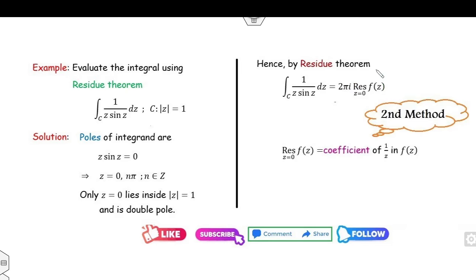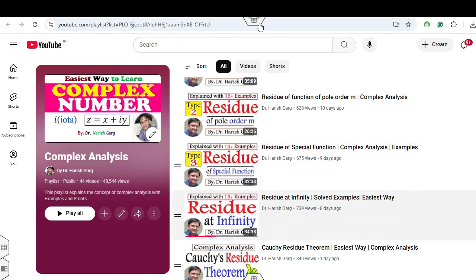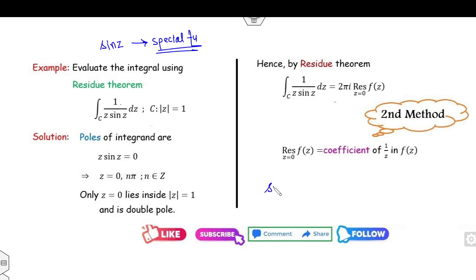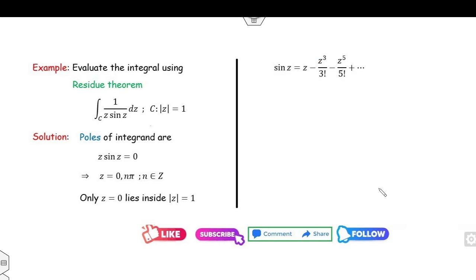If you apply the second method, that is by using the coefficient of 1 over z, clearly the function is sin z, which is a part of special functions. And how can you find the residue of the special functions? You can watch my type third. I can start with the sine series expansion. What is the sine of z? Z minus z cube over 3 factorial plus z to the 5 over 5 factorial and so on.